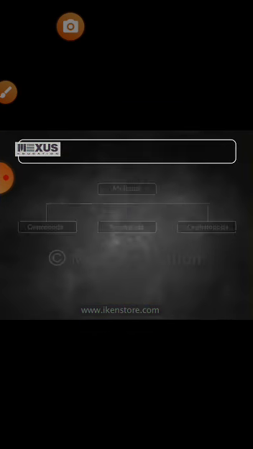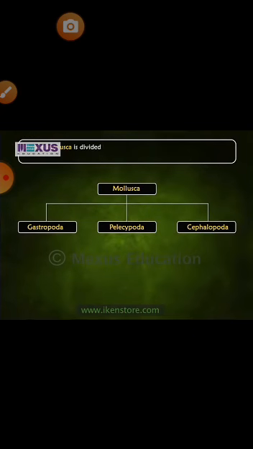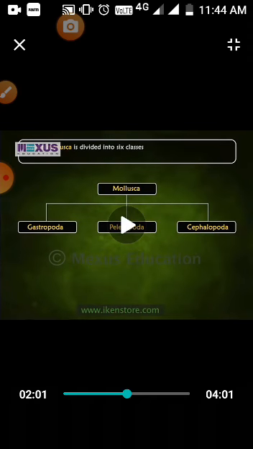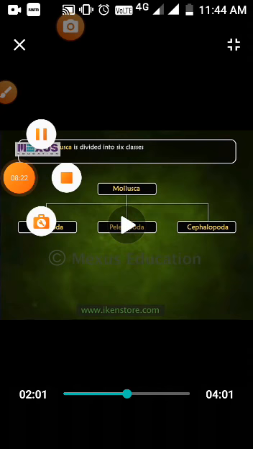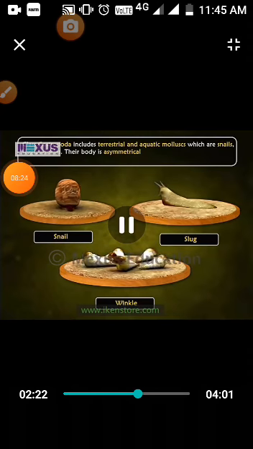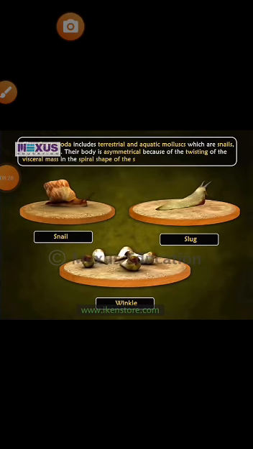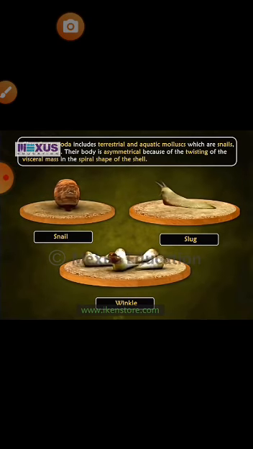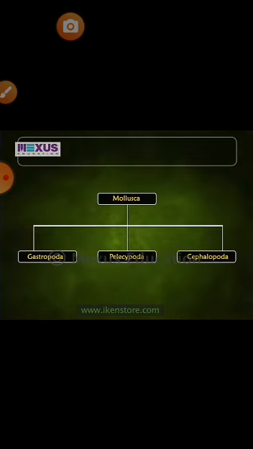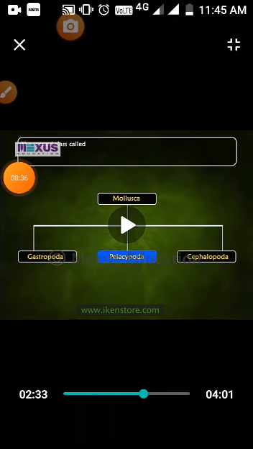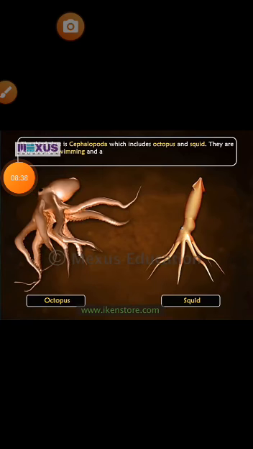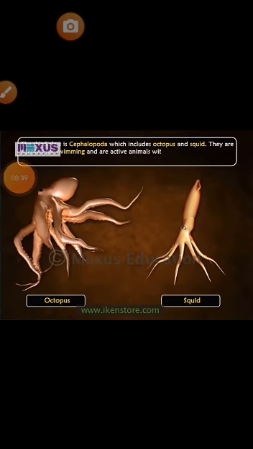Phylum Mollusca is divided into 6 classes, but this is not there, so you don't worry. because of the twisting of the visceral mass in the spiral shape of the shell. The second class, called with well-developed sense organs and nervous system.